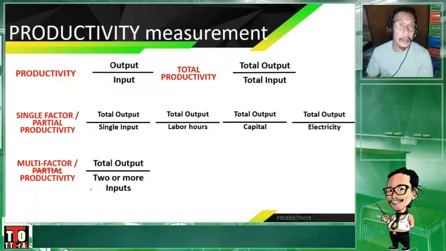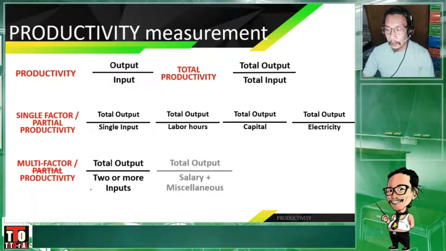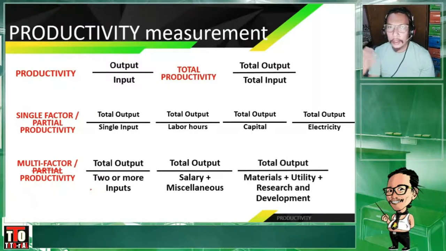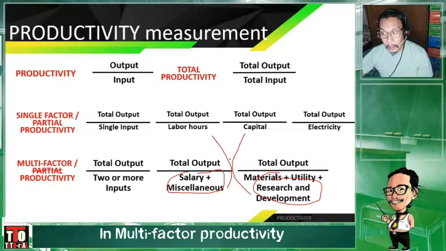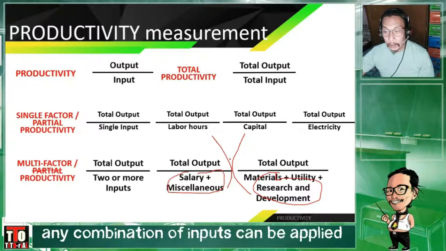Pwede naman natin pagsama-samahin yung inputs natin. So, examples of which is your total output, pwede natin isama ang salary and miscellaneous expense. Or yung total output, pwede yung materials natin, yung utility natin, plus yung research and development. So you could have two or more inputs. Now, pwede rin naman na miscellaneous and labor hours. Pwede naman na research and development and capital ang pagsamahin natin. Okay? So, that is multifactor.